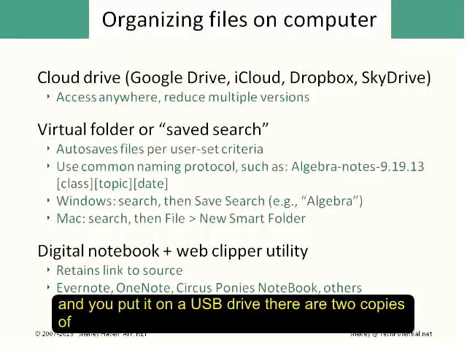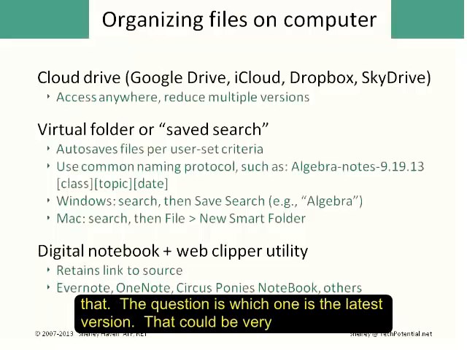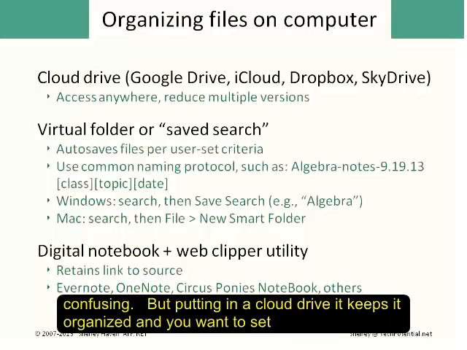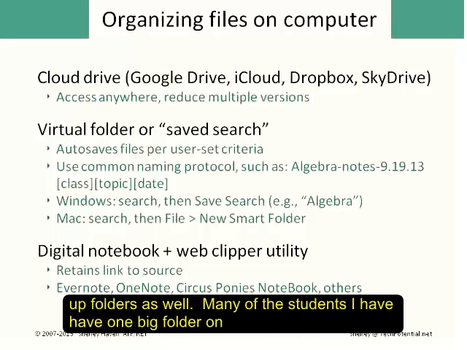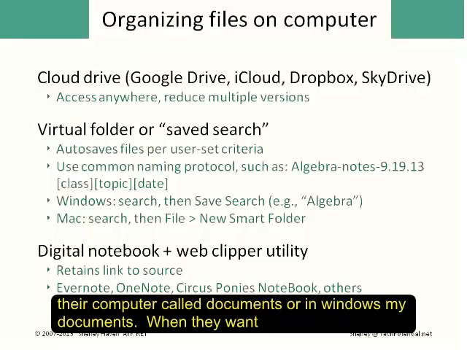and it keeps down the number of multiple versions you have. For instance, if you're working on something at work or in school, and you put it on a USB drive, there are now 2 copies of that. The question becomes later, which one's the latest version? Did you make changes to one, not to the other? That can be very confusing. So by putting something in a cloud drive, that can help keep things organized, and obviously you want to set up folders in there as well.